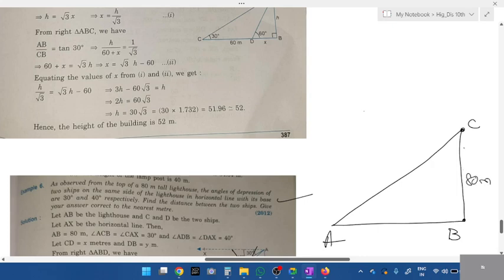The angle of depression of two ships on the same side. Angle of depression. If they tell angle of depression, draw dotted lines here. So how many ships are there? Angle of depression of two ships on the same side of the lighthouse or opposite side? Is it on the same side or opposite side? What is given here? On the same side, right? Same side of the lighthouse in horizontal line with its base are 30 degree and 40 degree, which means you'll have two values here. One is 30 degree and the other one is 40 degree like this. You have to show the value 30 degree, 40.